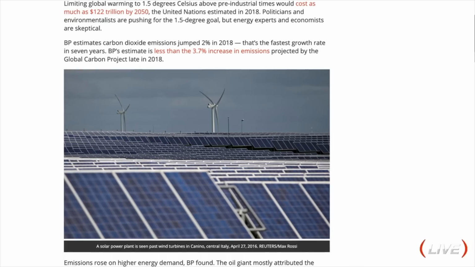Limiting global warming to 1.5 degrees Celsius above pre-industrial times would cost as much as $122 trillion by 2050. That's the down payment, folks. That's not the total cost. The United Nations estimated that in 2018. Politicians and environmentalists are pushing for the 1.5 degree goal, but energy experts and economists are skeptical. BP estimates carbon dioxide emissions jumped 2% in 2018. That's the fastest growth rate in 7 years. BP's estimate is less than the 3.7% increase in emissions projected by the Global Carbon Project late in 2018.